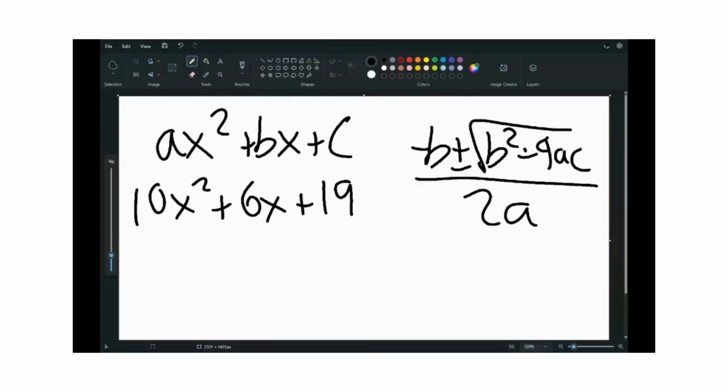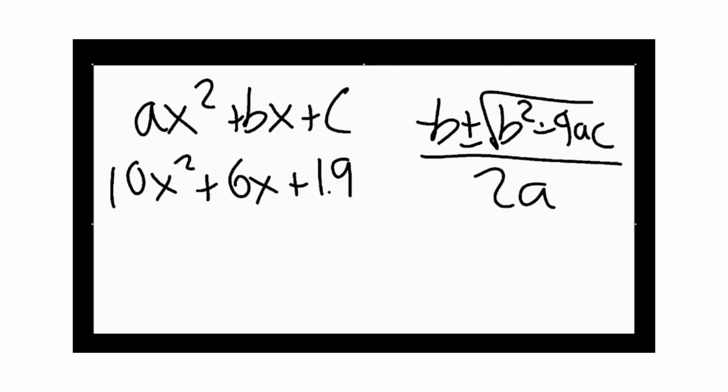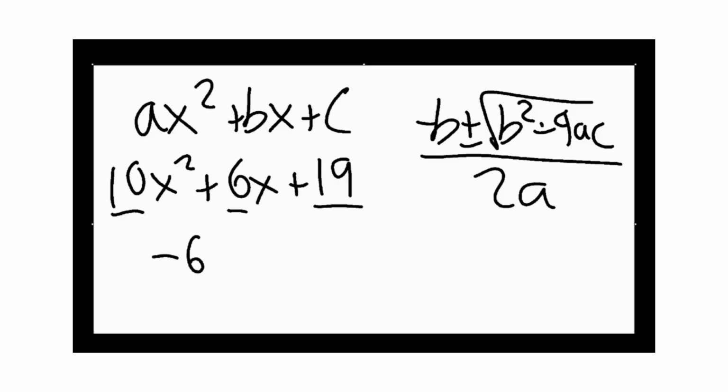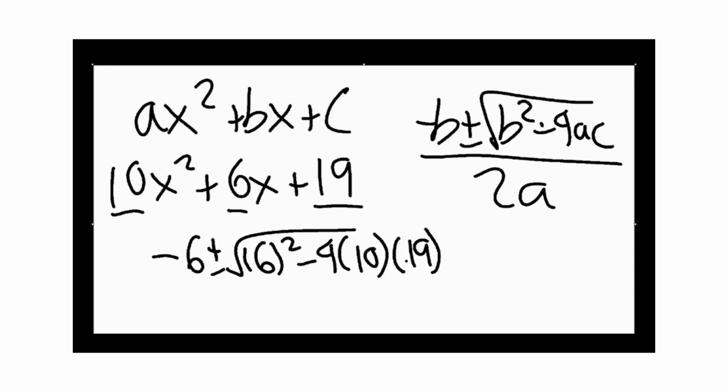All we have to do is just substitute the values as shown here. So this is the a value, this is the b value, and this is the c value. So let's do it in the formula. So negative 6 plus or minus the square root of 6 squared minus 4 times 10 times 19, over 2 times 10.